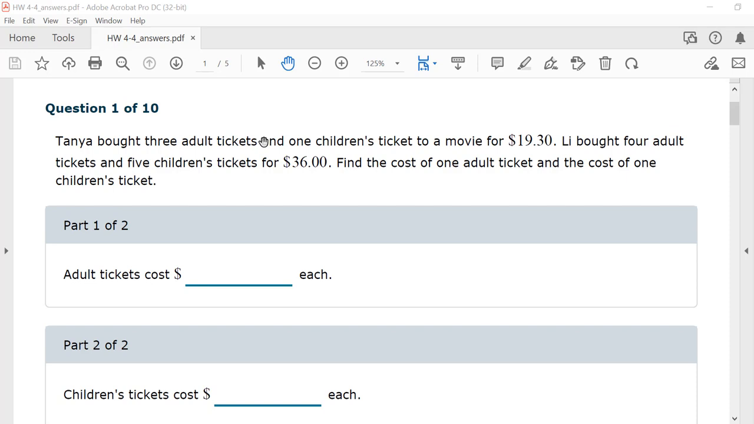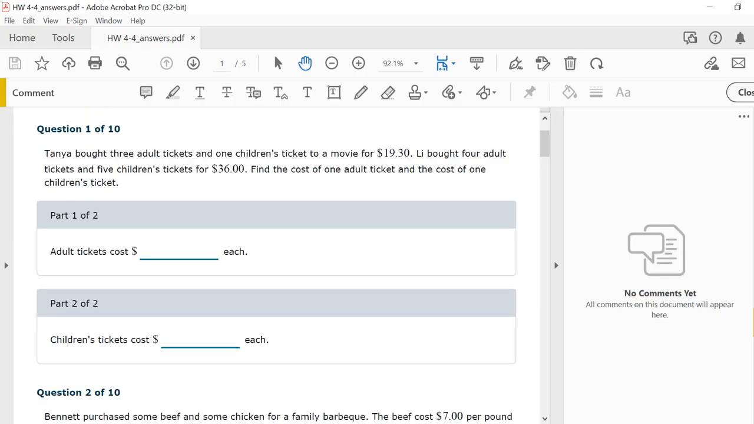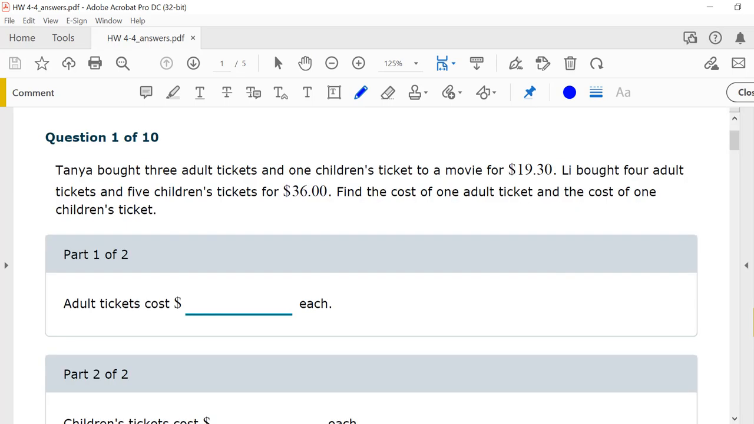Tanya bought 3 adult tickets and 1 children's ticket to a movie for $19.30. Lee bought 4 adult tickets and 5 children tickets for $36. Find the cost of 1 adult ticket and the cost of 1 children's ticket. So we have adult tickets and children tickets. So A is going to be the price for an adult ticket, and C is going to be the price for children's ticket.